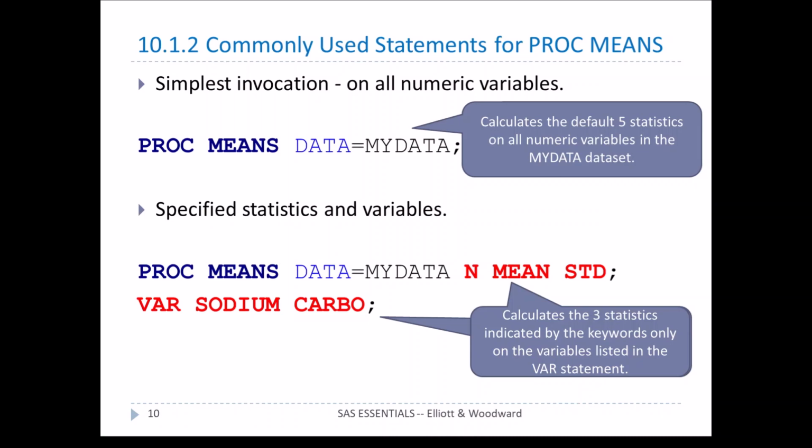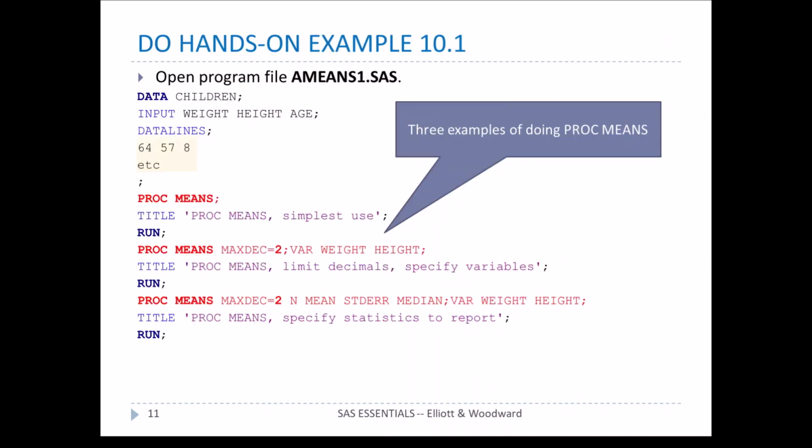All right, so let's look at some of the commonly used statements for PROC MEANS. First of all, a common invocation would be PROC MEANS DATA=mydata. But then we can add the list of statistics we want. So here in red we see N, MEAN, STD, and so forth. That just added some optional statistics. Again, the N, mean, and standard deviation are before the semicolon, so those are the statistics added, whereas the VAR, sodium, and carbo follow the semicolon and create a VAR statement that lists the specific variables we want to have listed. So let's look at an example.